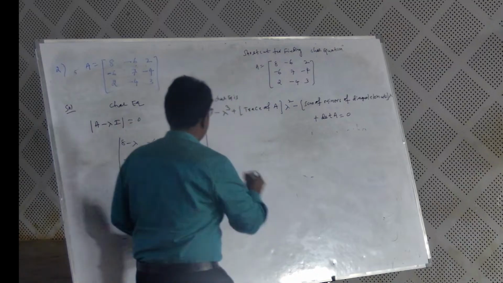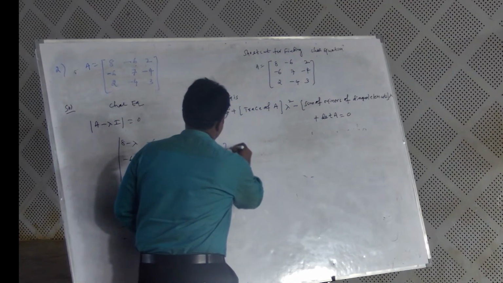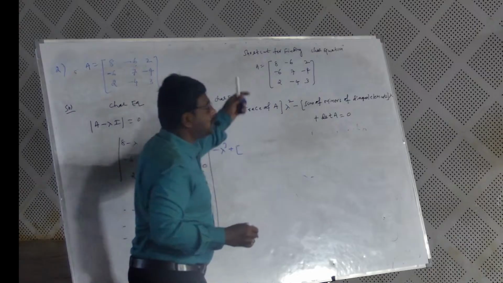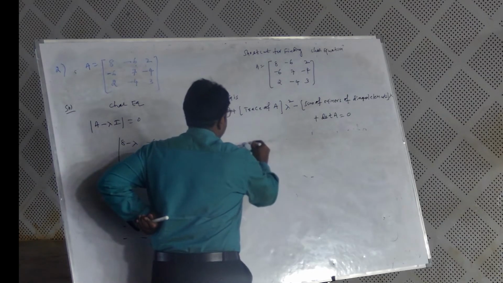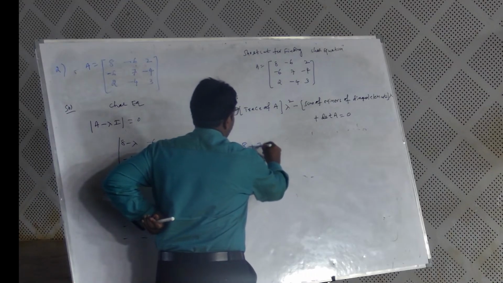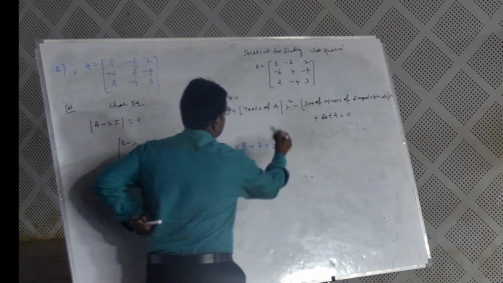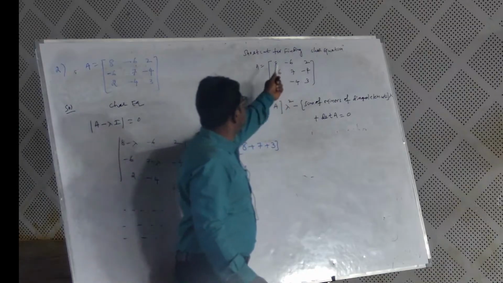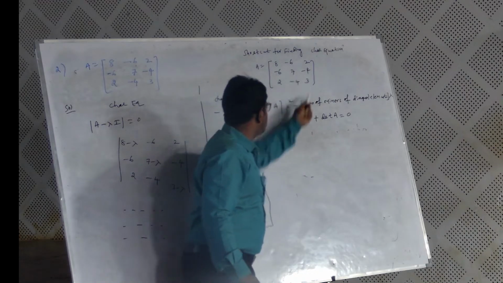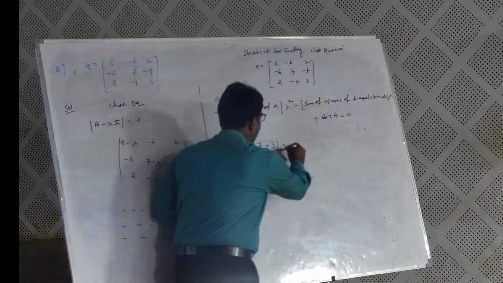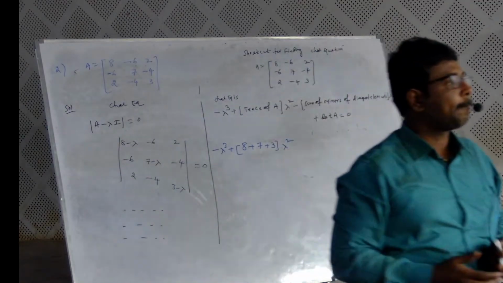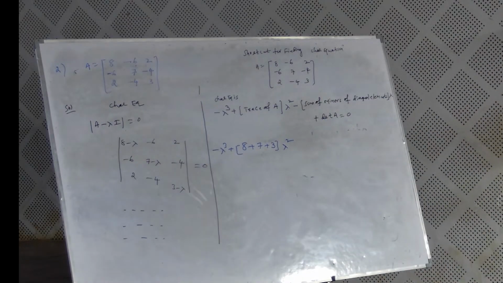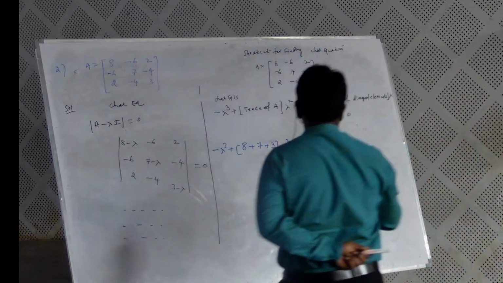Okay. Now start with minus lambda cube. What is the trace of the matrix? What is the trace? Sum of the diagonal elements. What are the diagonal elements? 8, 7, 3 into lambda square. See, the first two terms are over. What is the trace? Sum of the diagonal elements.